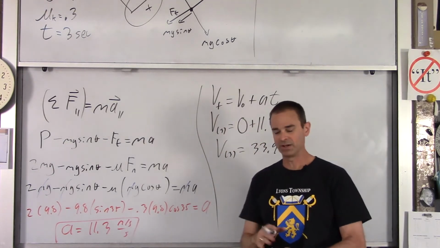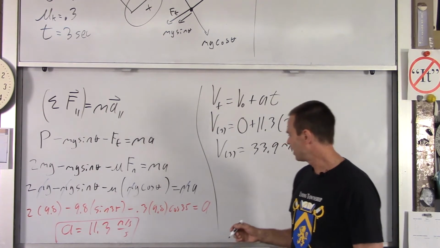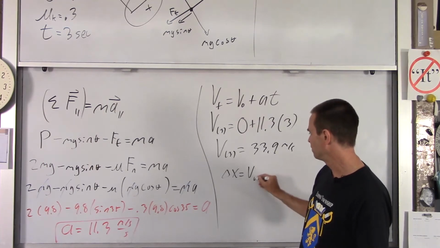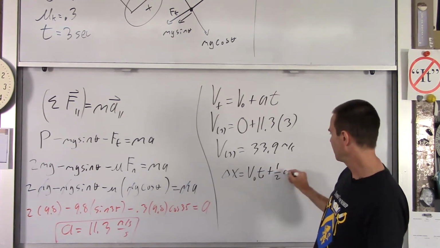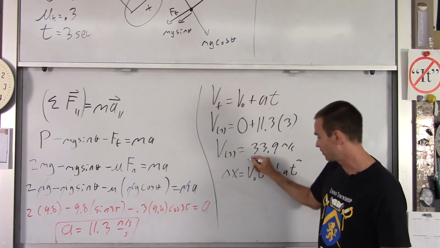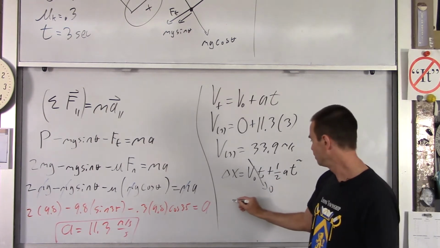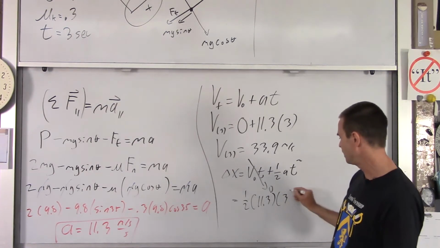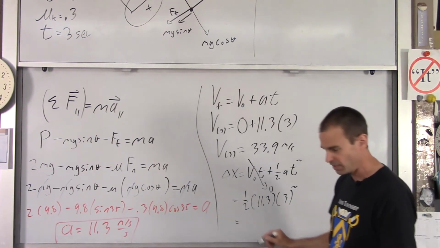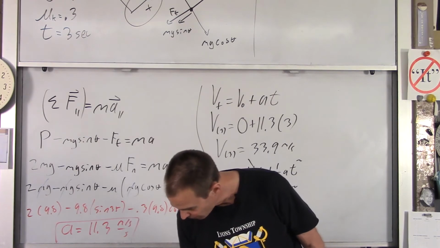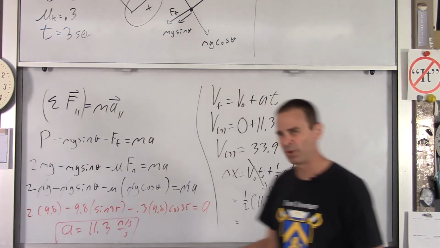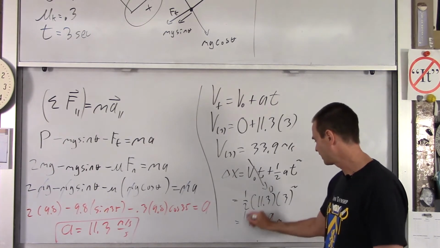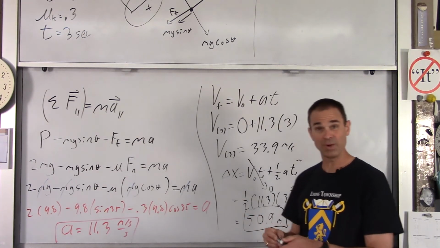So you've got a lot of options here to find x. Probably one of the simpler ones would be delta x equals v naught t plus 1/2 at squared. You've got everything there. v naught is 0. So if you do that, you get 1/2, you've got an a of 11.3, and t was 3, and you have to square only the 3. And if you do that, what do you get? I got 50.9 meters, so you can double check me on that. That's how far the block gets in that 3 seconds, which is pretty good.